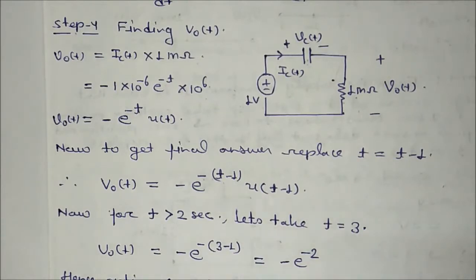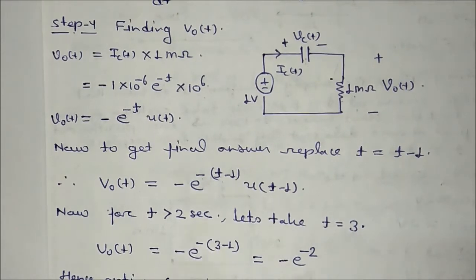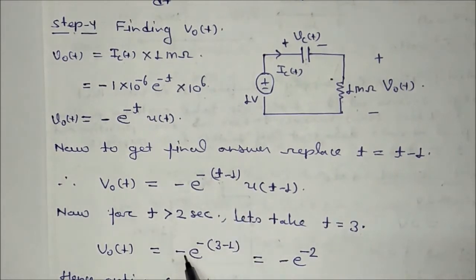Now I have to calculate the value of v naught t for t greater than 2 seconds. For t greater than 2 seconds, you can choose any value, that is 3 seconds, 4 seconds or 5 seconds. I have taken here t is equal to 3 seconds. Put it here, and you will get the value e to the power minus 3 minus 1, that is equal to minus e to the power minus 2, and this is the right answer for this problem, whatever the option has been given.